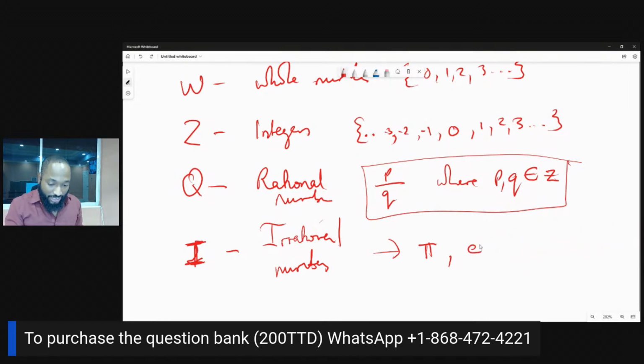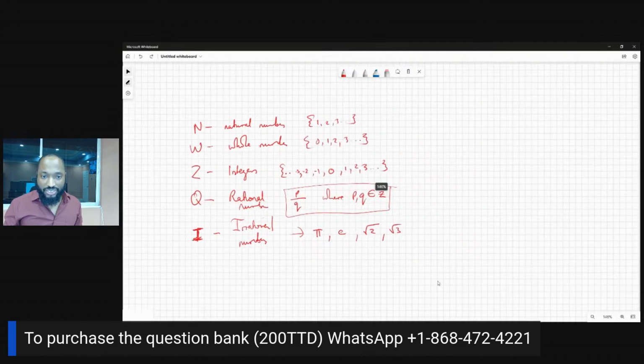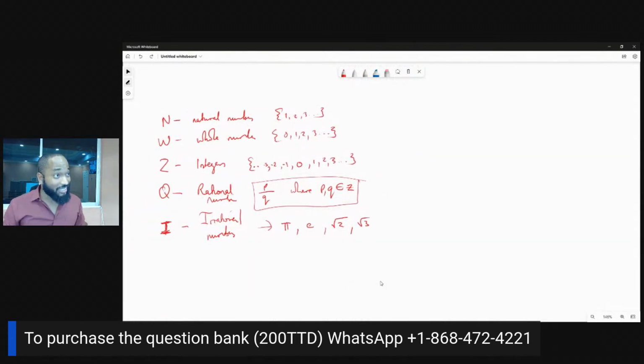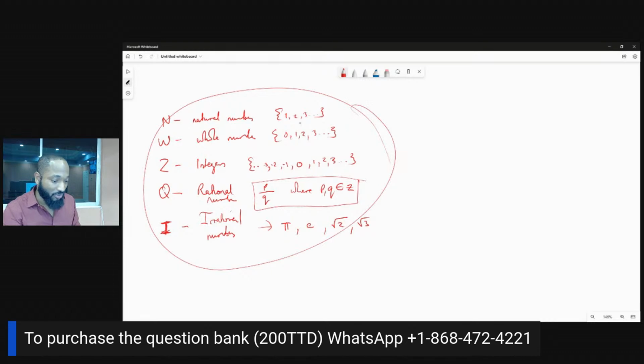Another example is the number E, Euler's number. Square root of 2, square root of 3. These are irrational. Square root of 4 is not irrational, because square root of 4 is 2. But if you can't find the exact square root, it's irrational. These numbers don't produce rational fractions. This is important. You must know this to be able to make it in the multiple choice. One little trick on this could come. It can even come in the paper too.